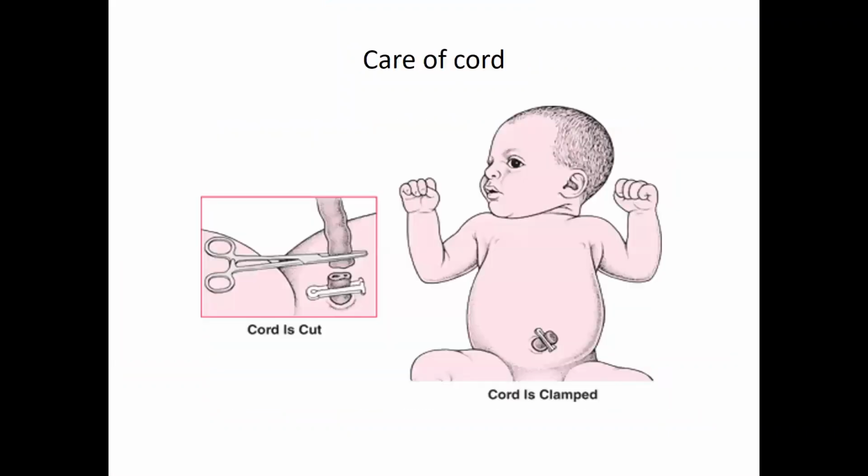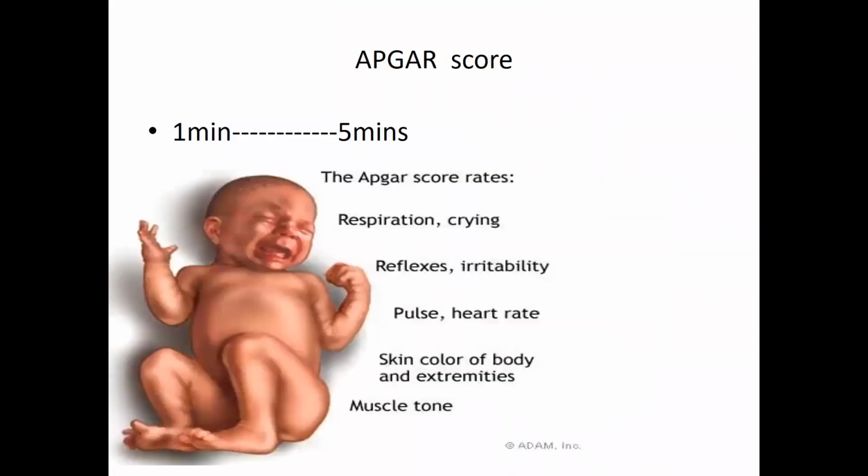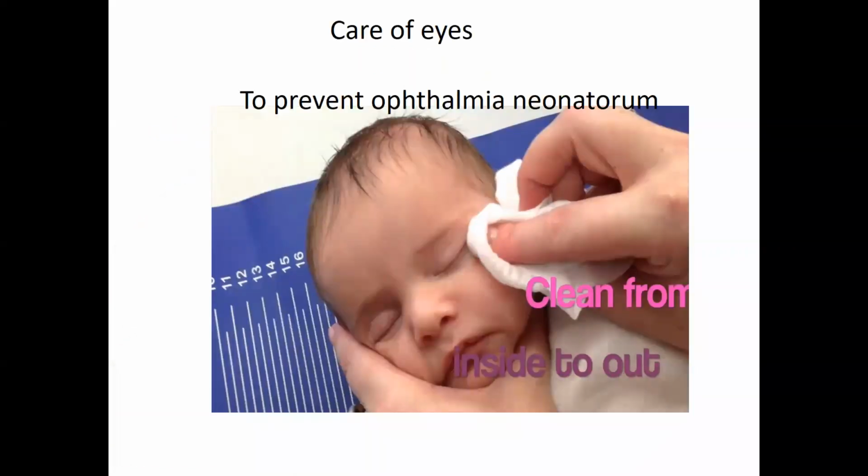Then the cord should be cut, and then it should be clamped. And then in the first 5 minutes, we have to check the respiration, the crying of the baby, the reflexes, irritability, pulse and heart rate, skin color of the body and the extremities, and the muscle tone. And care of the eyes to prevent ophthalmia neonatorum.